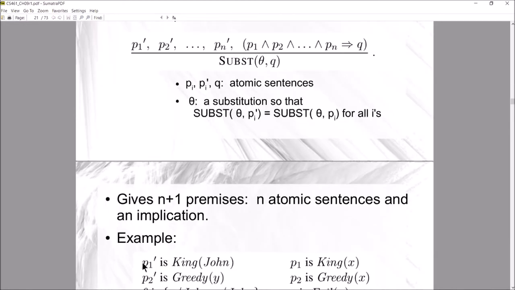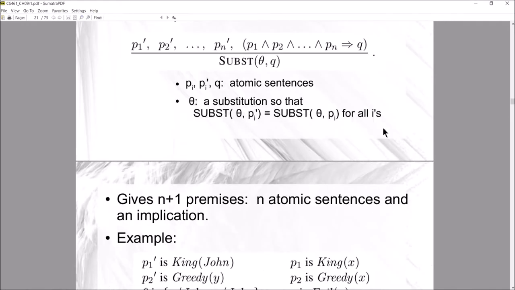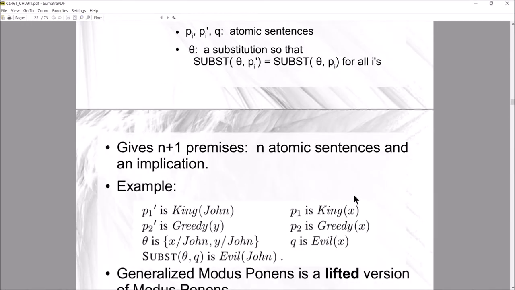That's that first conjunct, right? P1 not was one of the sentences in the knowledge base. P2 not was in our knowledge base, greedy Y, so there's P2 not. And then the other conjunct, P2, is greedy X, right? And so what was our substitution? John for X, John for Y, right? Q was our conclusion, evil X.